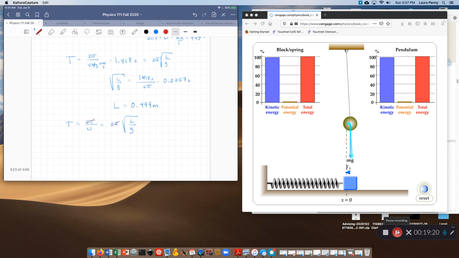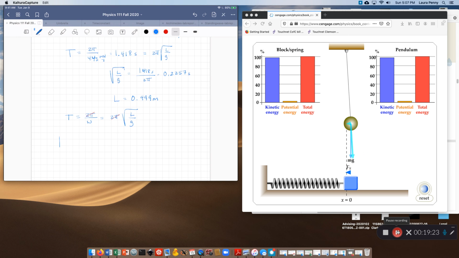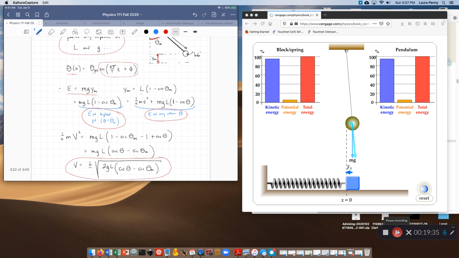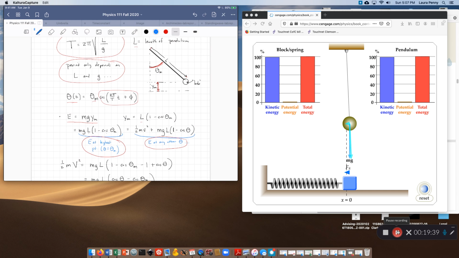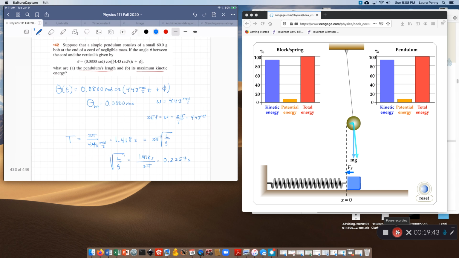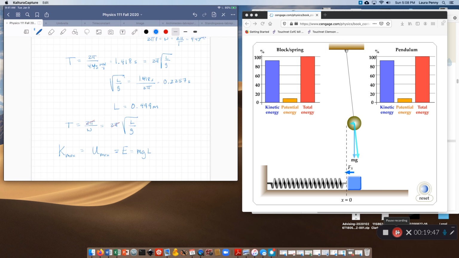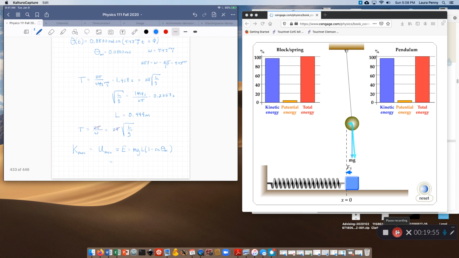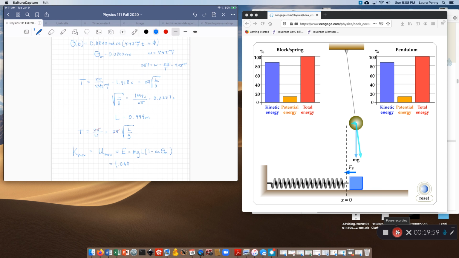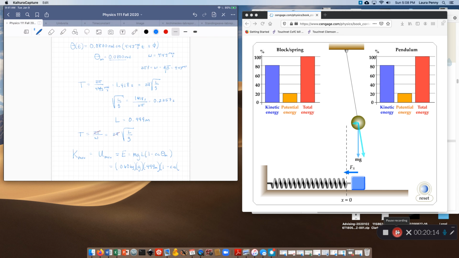And the maximum kinetic energy is going to be the same as the U maximum, or the total mechanical energy. And the total mechanical energy for this is mgL times 1 minus the cosine of theta m, right? So putting this all in here, my mass is 60 grams, which is 0.06 kilograms, times g, times the length, 0.499 meters, times 1 minus the cosine, and my theta m is 0.08 radians.